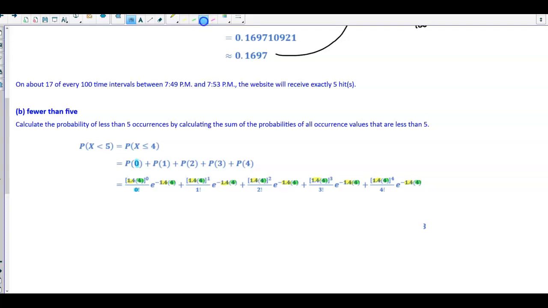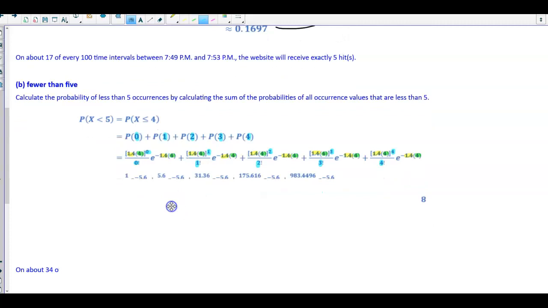So this is going to be 0 factorial and then to the power of 0 here. When it's exactly 1, it's 1 factorial and then 1 there. When it's exactly 2, you have 2 factorial and that's to the power of 2. When it's 3 factorial, we have the value of 3 and then 3 there. And then when it's exactly 4, we have 4 and then 4. So each of these is going to give us a probability of exactly that particular number.